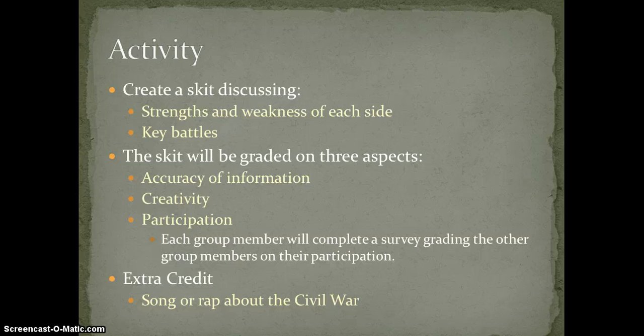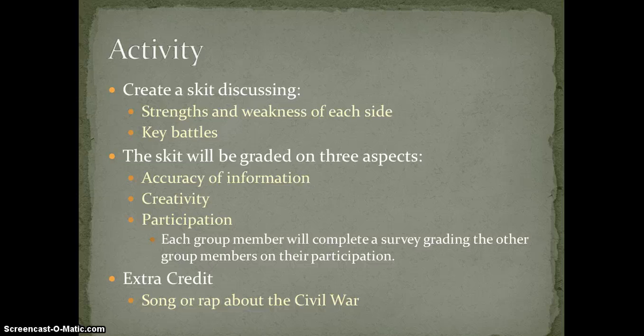And the skit will be graded on 3 different aspects. Accuracy of information. I want you to be able to use this for your test. I want you to use this to study. I don't want the skit to have an alien invasion that helped the North. That's not very accurate. It's creative, but not very accurate. So I want it to be creative as well as sticking to the truth of it.